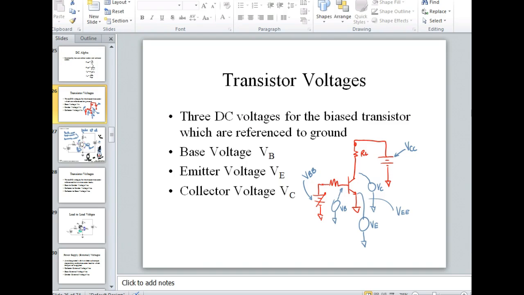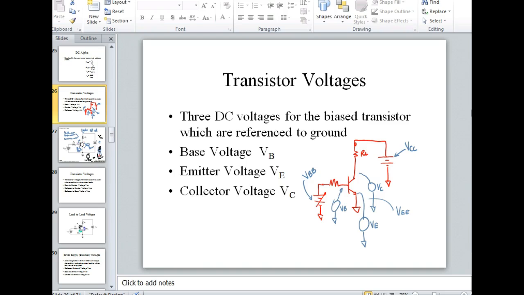We'll use this when we get into what we call a common collector circuit. We identified the voltages, right? So power supplies are two letters, and they're the same. So VCC would be what? It would be a collector power source, right? VBB would be a base power source, and VEE would be an emitter power source. We'll look at those later on and see why we have those differences.